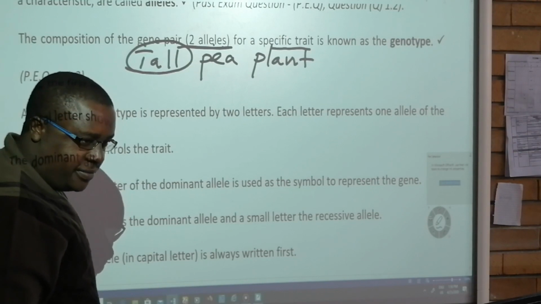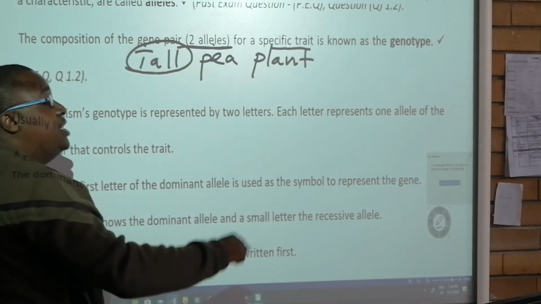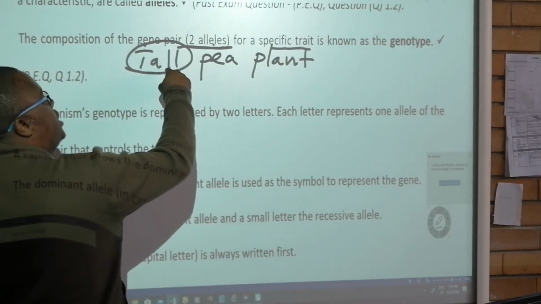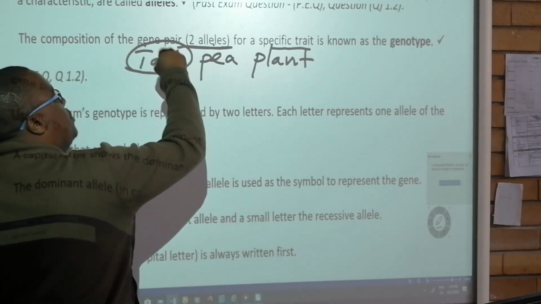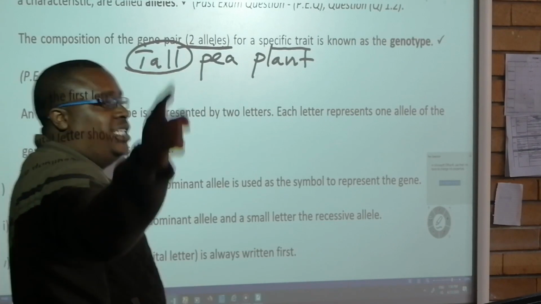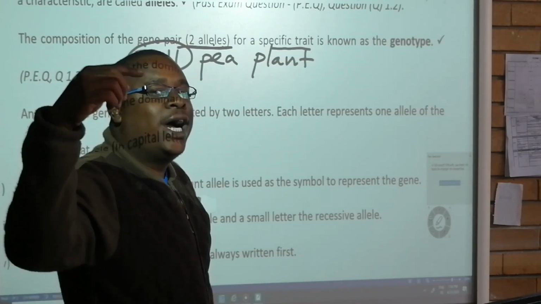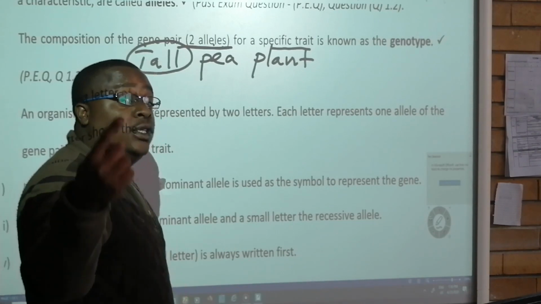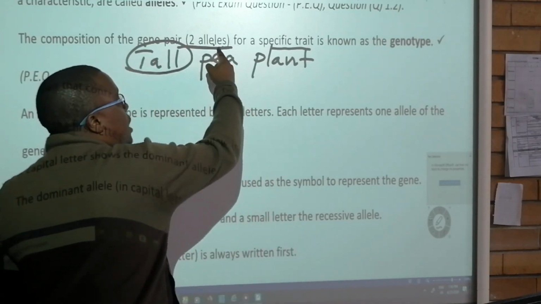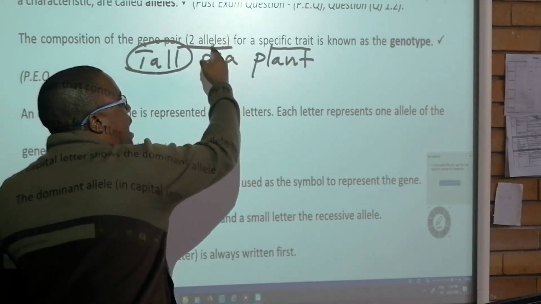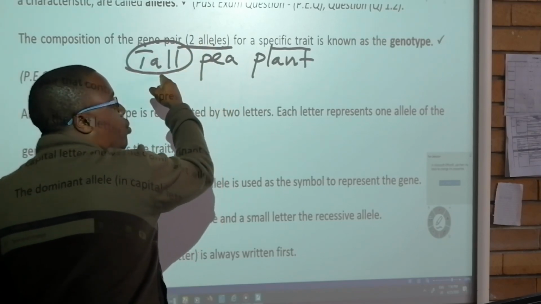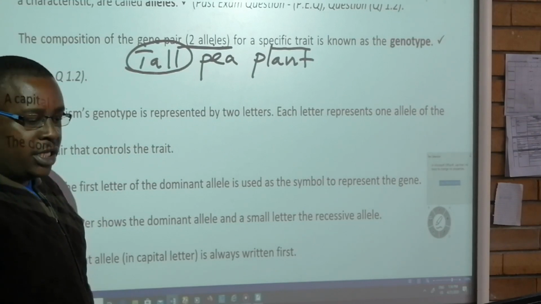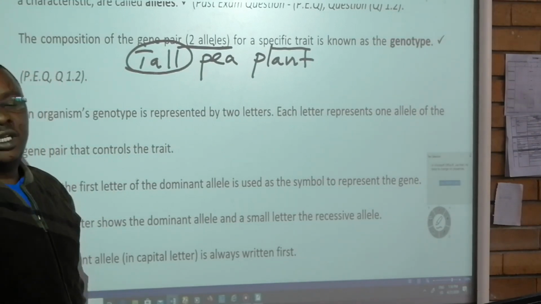Let me repeat. For this tall pea plant that is here in front of us, for it to be tall, it means that for the gene that codes for height, the gene pair consisting of two alleles must have alleles that give you a tall pea plant. I'm going to give you a second so that you absorb that.